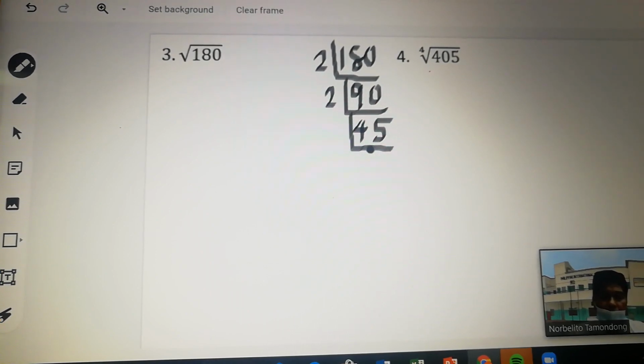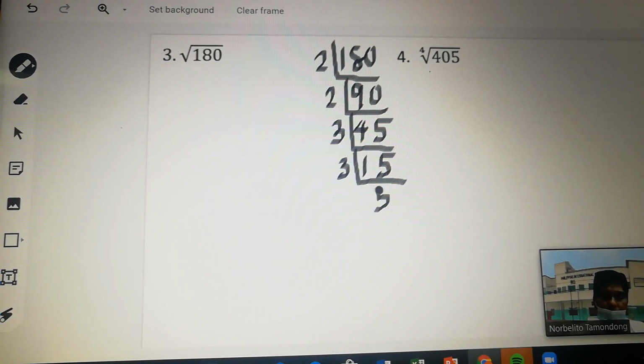Next is 45 divided by 3. Since 4 plus 5 is 9, it is divisible by 3, so equal to 15. 15 divided by 3, again divisible by 3, equal to 5. So therefore, kunin nyo lang yung pairing dyan.